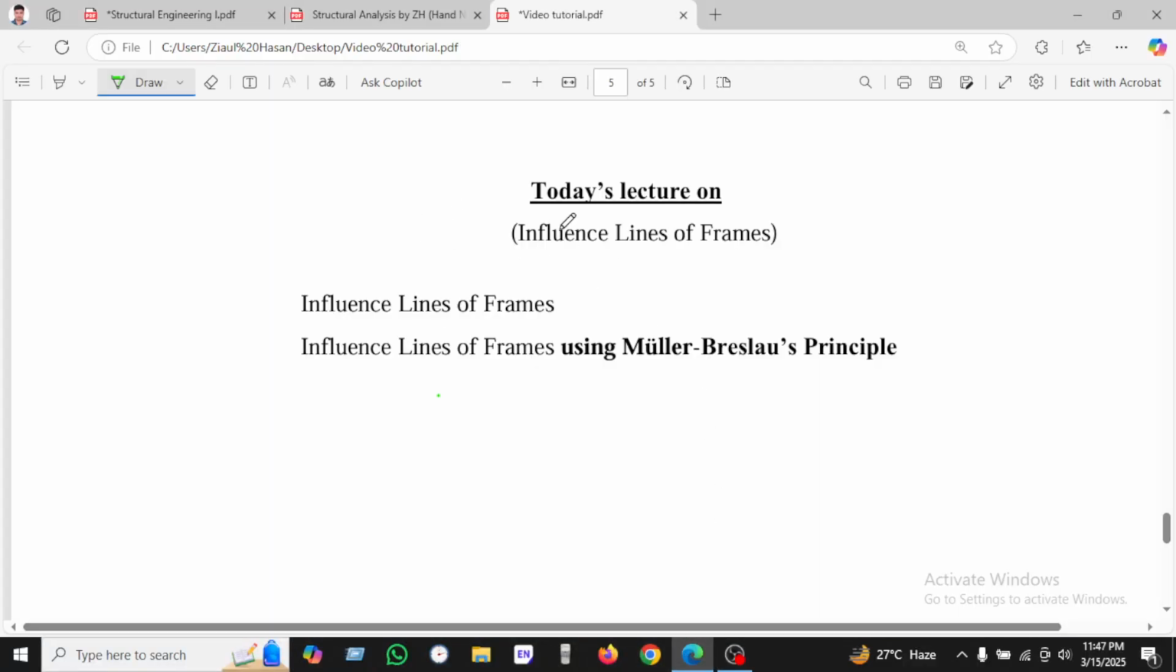Hello everyone, today I am going to deliver a lecture on influence line of frame. Firstly I will show the influence line of frame, and then I will solve the influence line of frame using the Müller-Breslau principle. So let's see influence line of the frame.